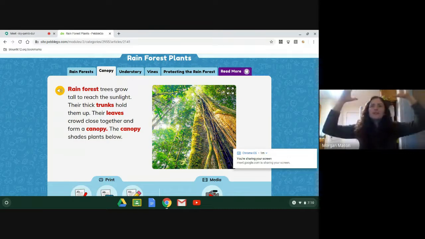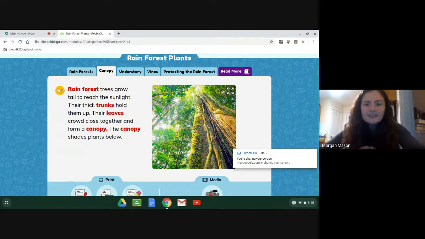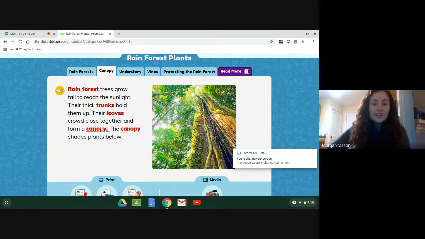Now, if they form close together, what does that kind of act like? Think about something you might sleep in if you're camping. It acts like a tent, right? It says they crowd close together to form a canopy. The canopy shades plants below, because not all plants need full sunlight. Some only need partial sunlight. That means they only need sun a little part of the day. So these trees help other plants.